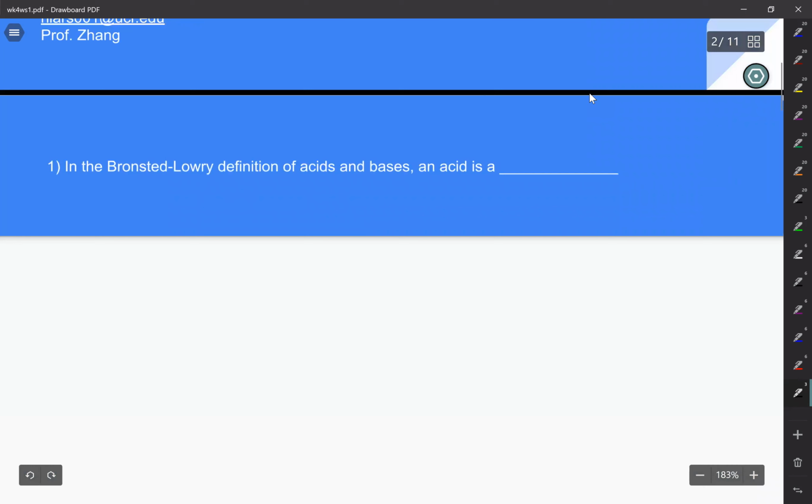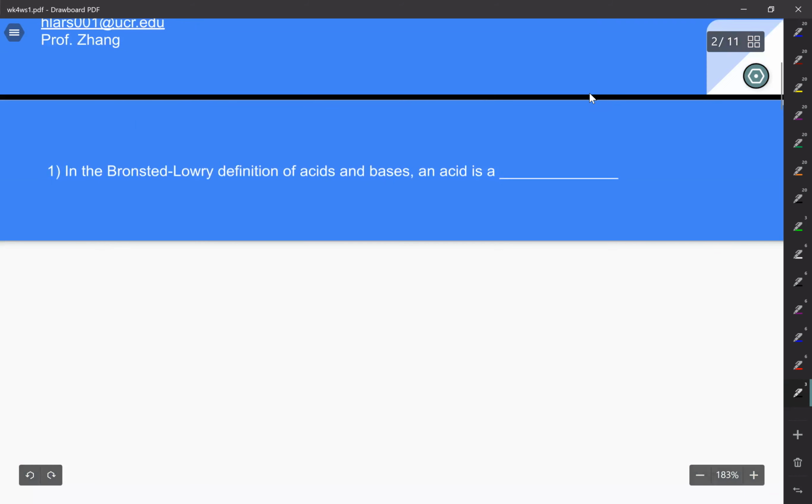So for the first question, it says in a Bronsted-Lowry, what's the definition of acid and bases? What is an acid? In order to solve this question, I think we should first think of how we would put an acid in an equation for the Bronsted-Lowry definition.